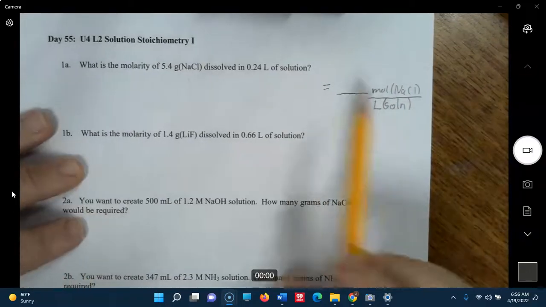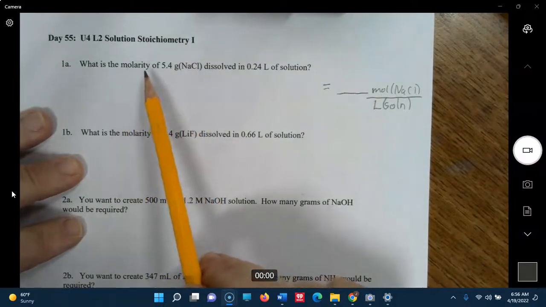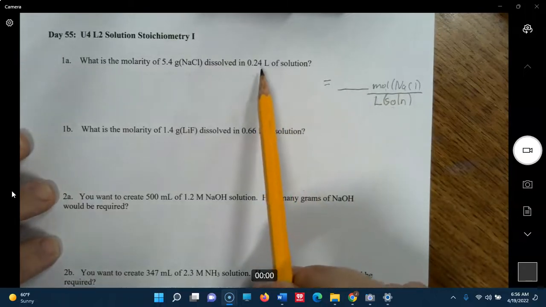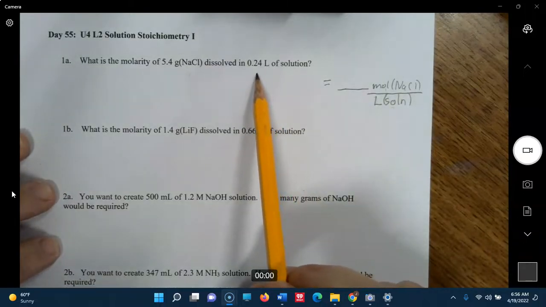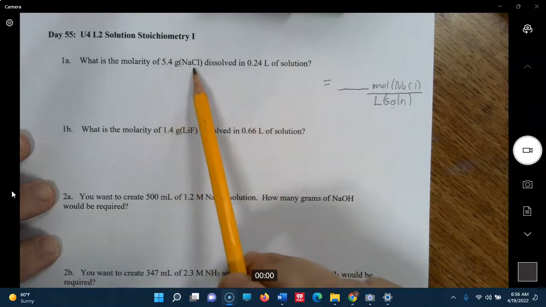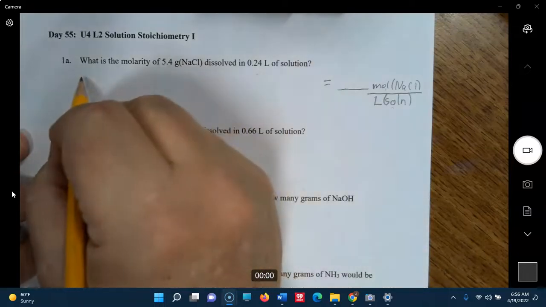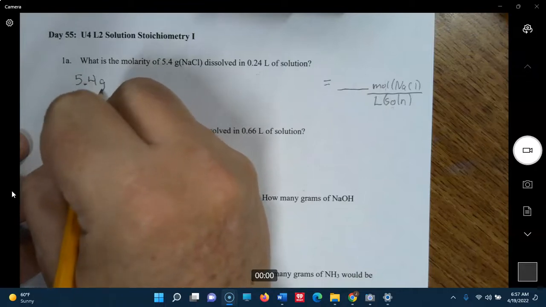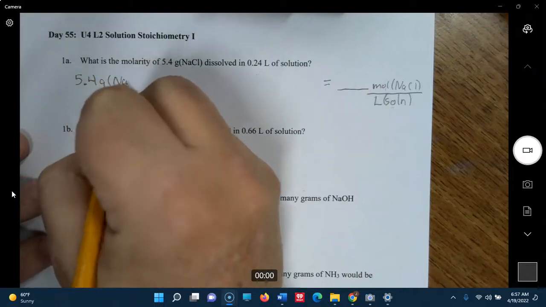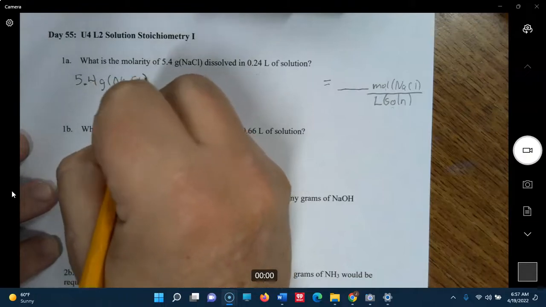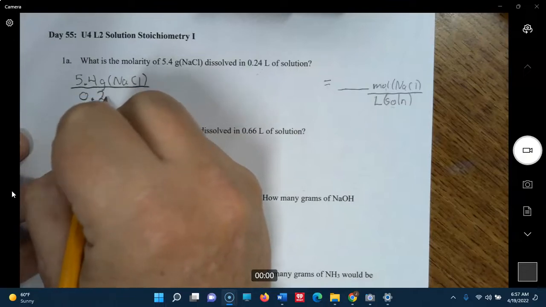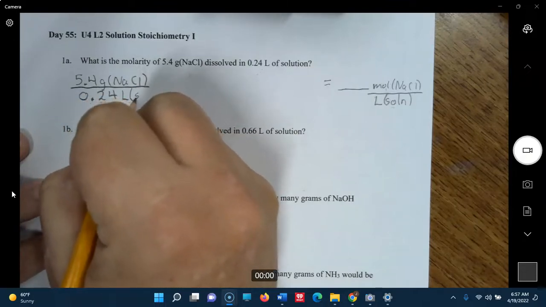So our target is you're going to break out this derived unit called molarity into moles of solute over liters of solution. We're starting off with 0.24 liters here and 5.4 grams. So we come over here and we write down what we're given. You have 5.4 grams. But as with many of these solution stoichiometry questions, you also have a denominator that you're starting with, and that's the 0.24 liters of solution.